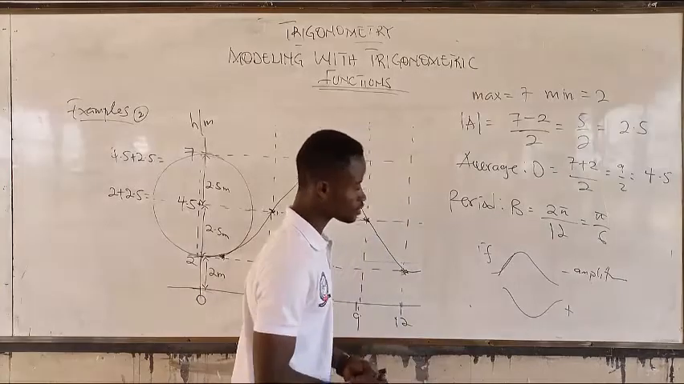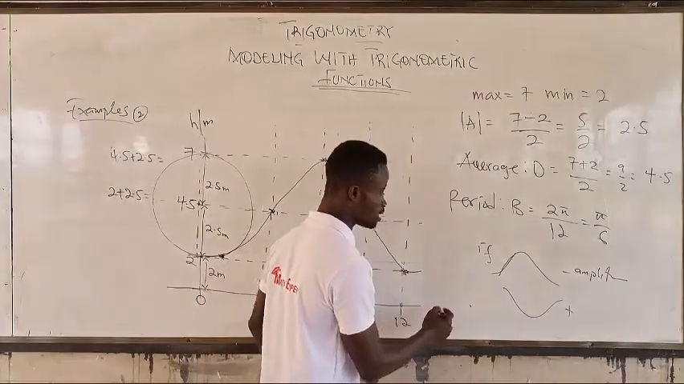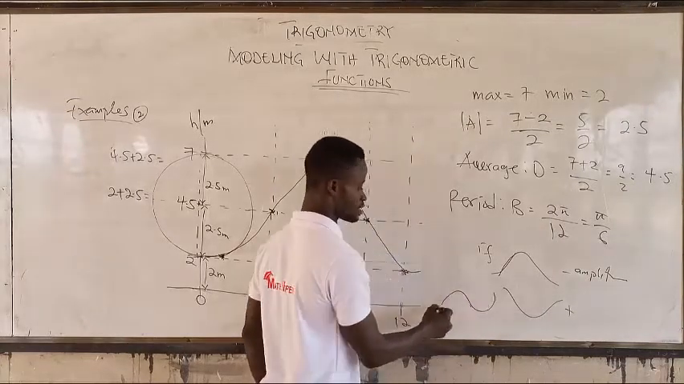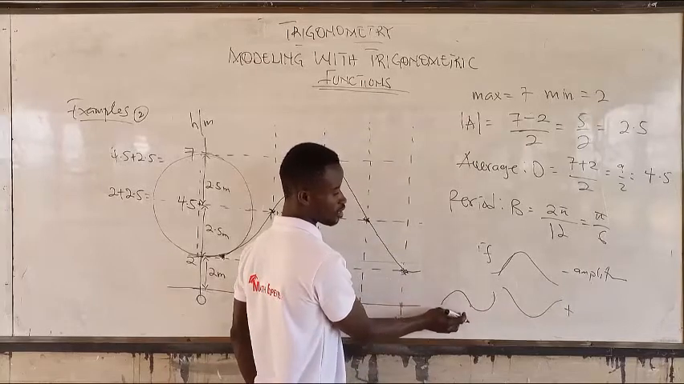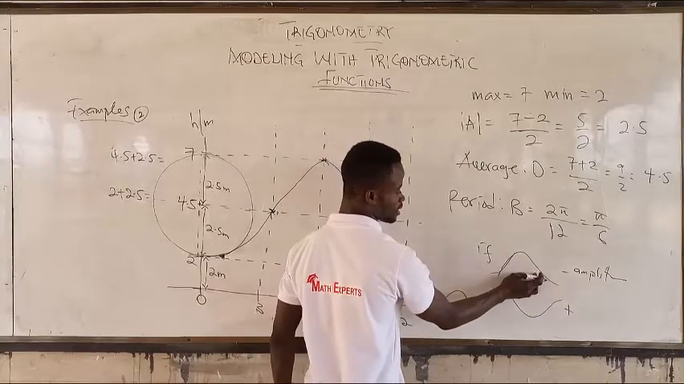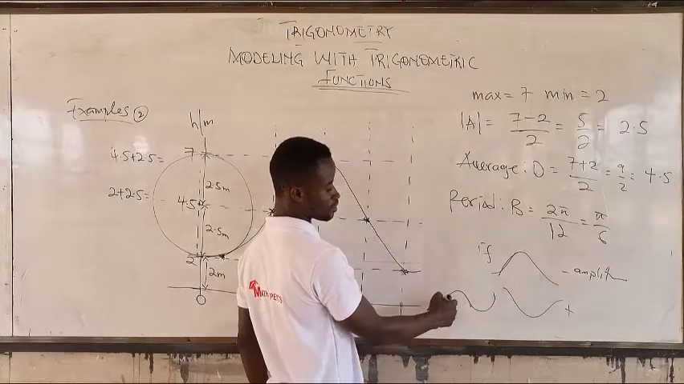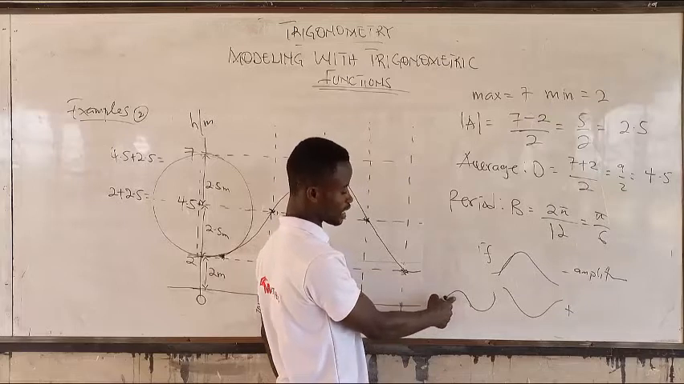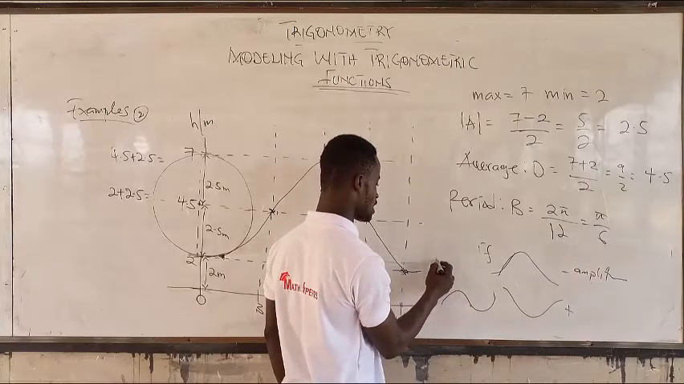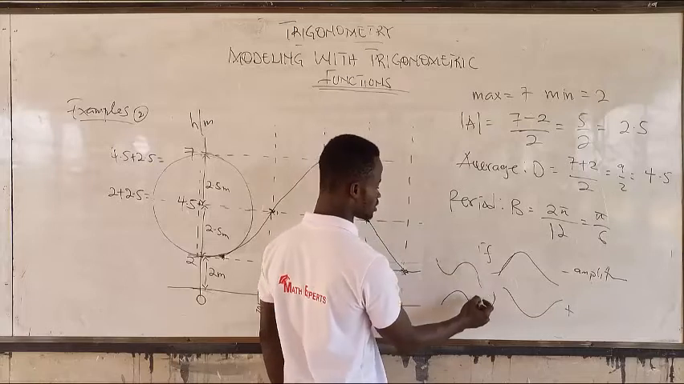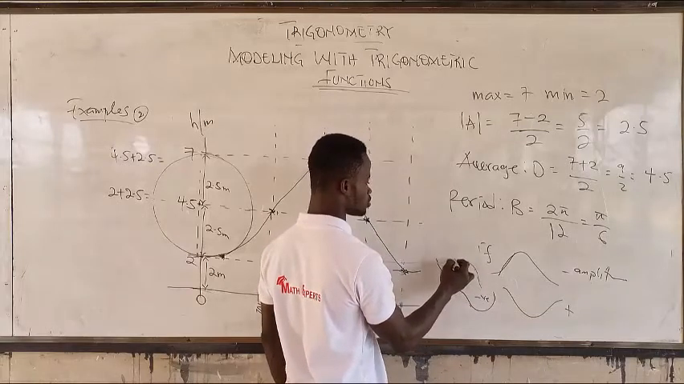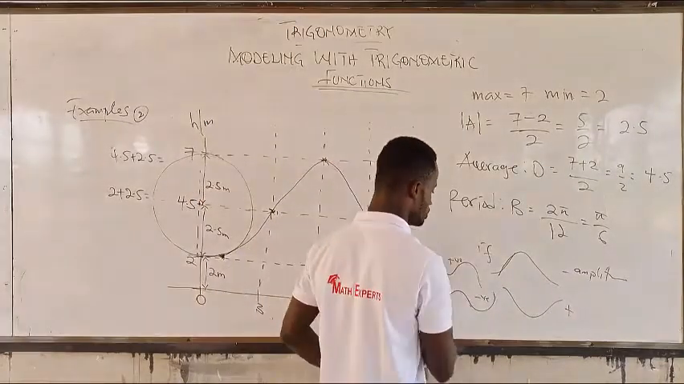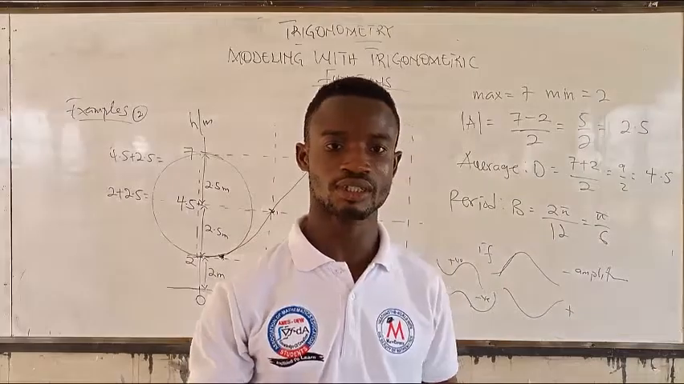What about if it's sine? Sine will be like this. If it goes like this, determine it here. You see this side is similar to this side, so that means this is going to be negative. But if sine goes like this, this is negative and this is going to be positive. That's how we do it. So make sure you take note of it.